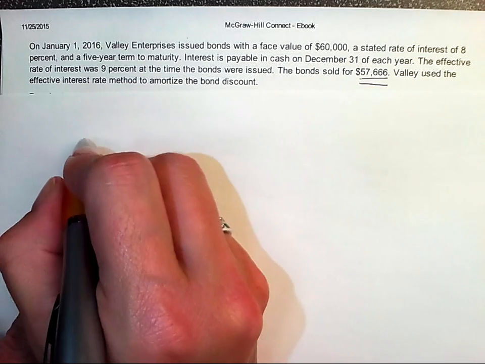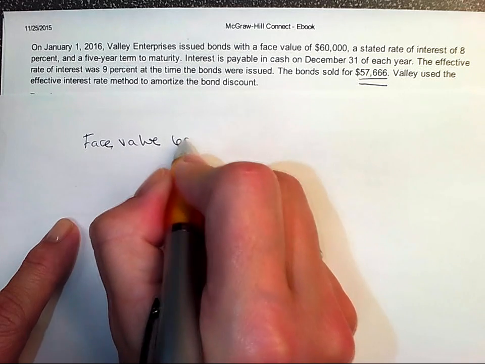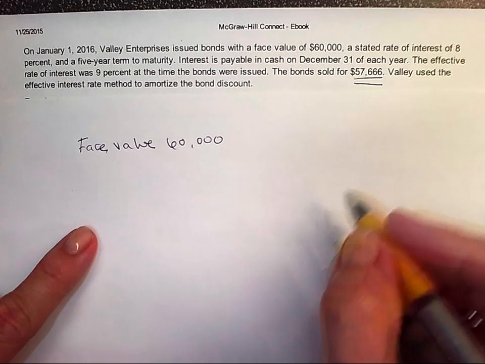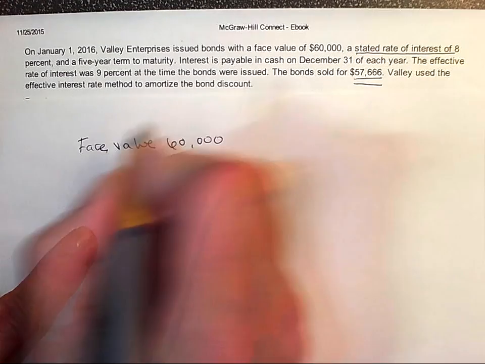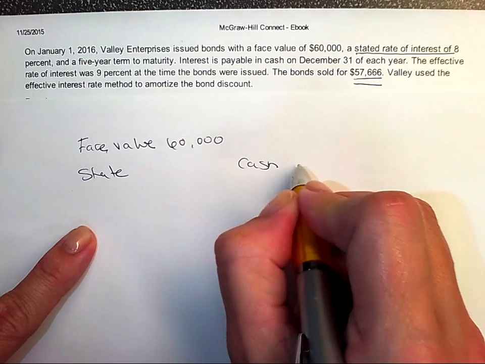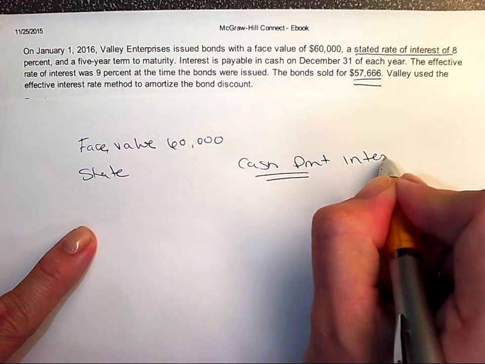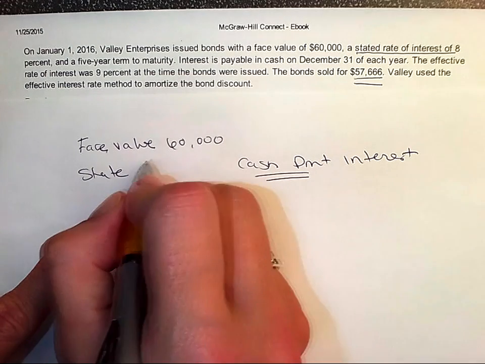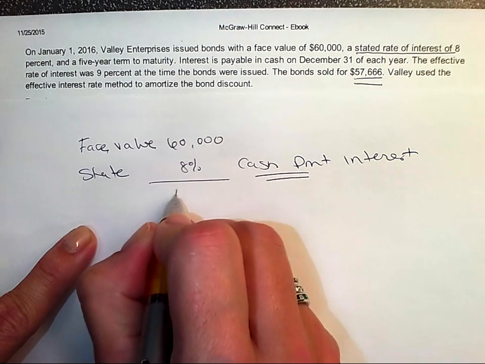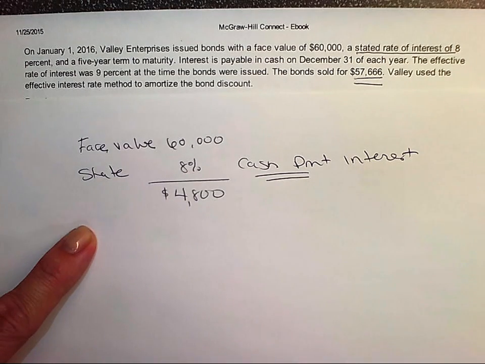So we know that bonds need to have a face value, $60,000 in this situation. A stated rate of interest of 8%. So it's important to know that the stated rate of interest is the rate that cash payments are made at. This is the amount of cash payment for interest that I am always going to be making. So if I take the stated rate at 8% and multiply that out, we are paying $4,800 every single time we make a cash payment.